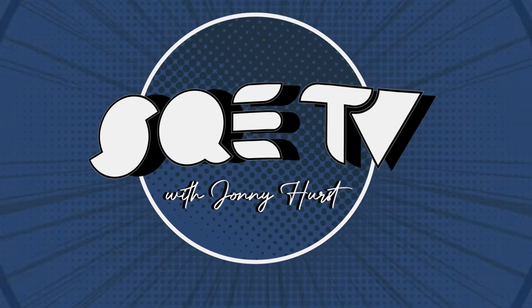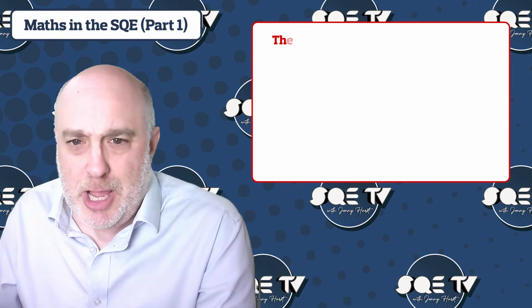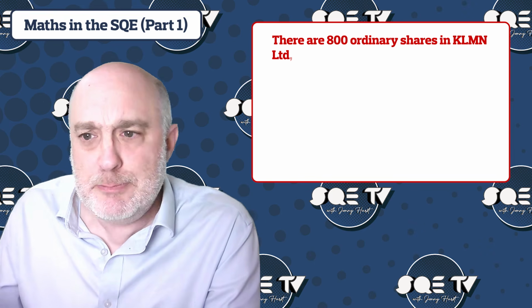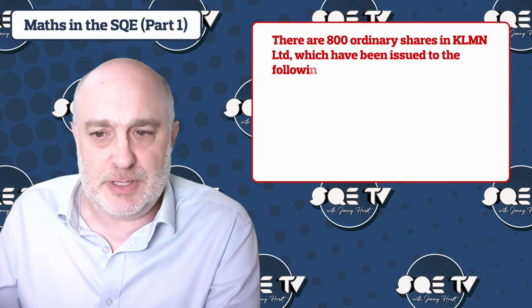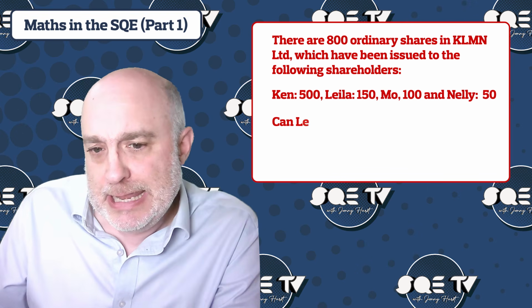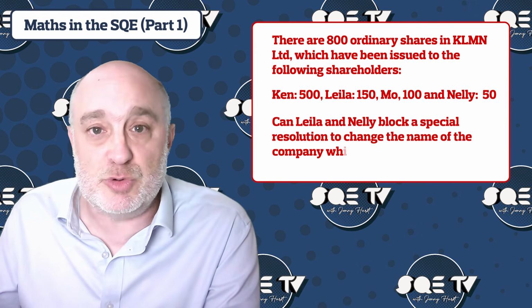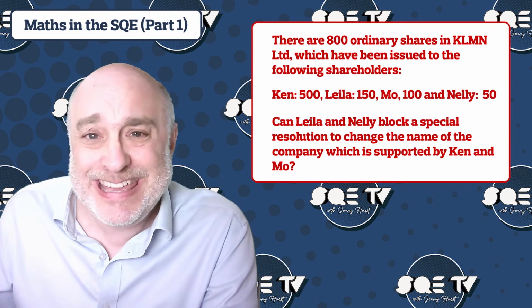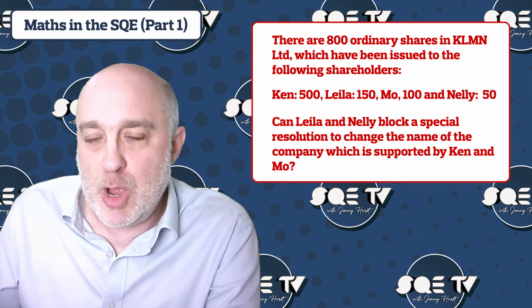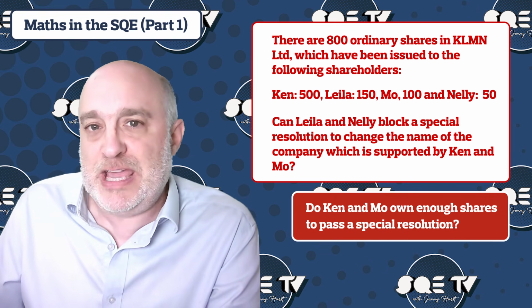SQETV. Here's a point of law that often confuses students in an SQE scenario. There are 800 ordinary shares in KLMN Limited that have been issued to the following shareholders: Ken, Layla, Mo and Nelly. And the question is, can Layla and Nelly block a special resolution to change the name of the company, which is supported by Ken and Mo? And the key question here is whether Ken and Mo have got the sufficient majority, which is 75%. Well, let's do the calculation.